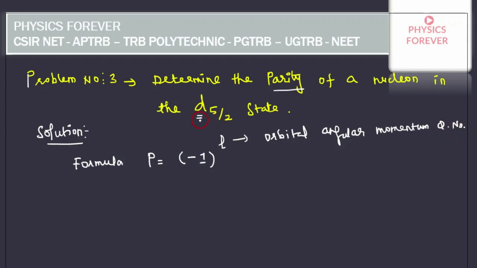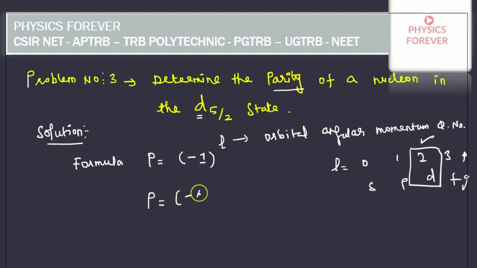So D. What is the value for L? We know that. L is equal to 0, 1, 2, 3, 4, then S, P, D, F, G. So the L value for D should be 2. So then P is equal to (-1)^2. Minus 1 whole squared, we get 1, that is plus 1. So this is the parity. So if it is plus 1, that should be an even parity.